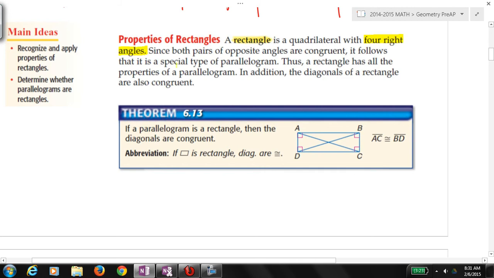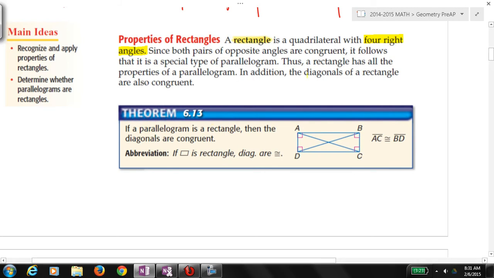Okay? And it further says that since both pairs of opposite angles are congruent, it follows that it is a special type of parallelogram. Thus, a rectangle has all the properties of a parallelogram. In fact, later on, we're going to look at the Venn diagram for quadrilaterals and also the hierarchy of quadrilaterals, so we can see why we can say a rectangle is a parallelogram, or we can say a square is also a parallelogram. But that would be later on.